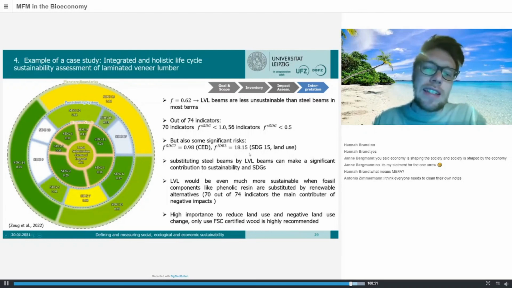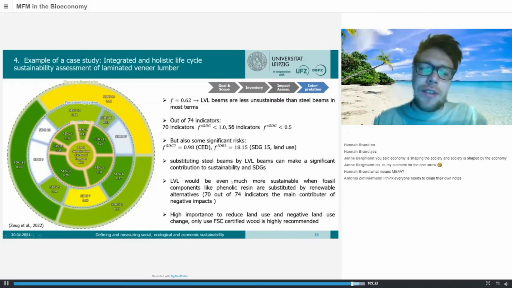And this is exactly why planetary boundaries, for example, how much area we actually have for our economic activities, are so important. Because if we have 18 times the land use if we use wood, then of course our production of wood and LVL is limited because our planetary boundaries are limited.